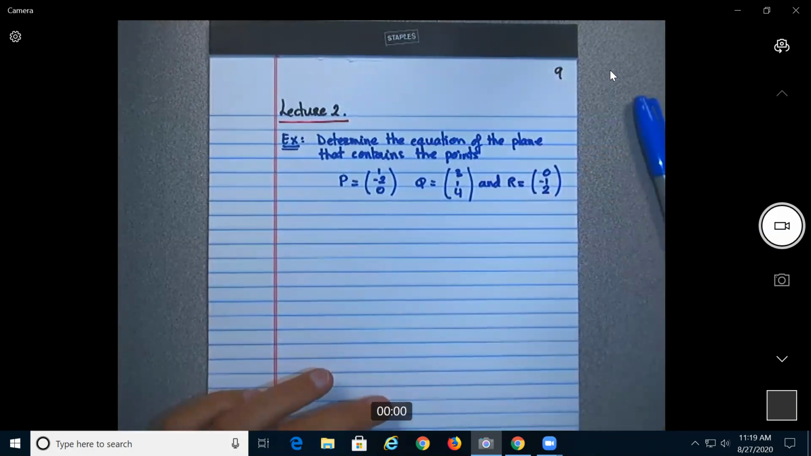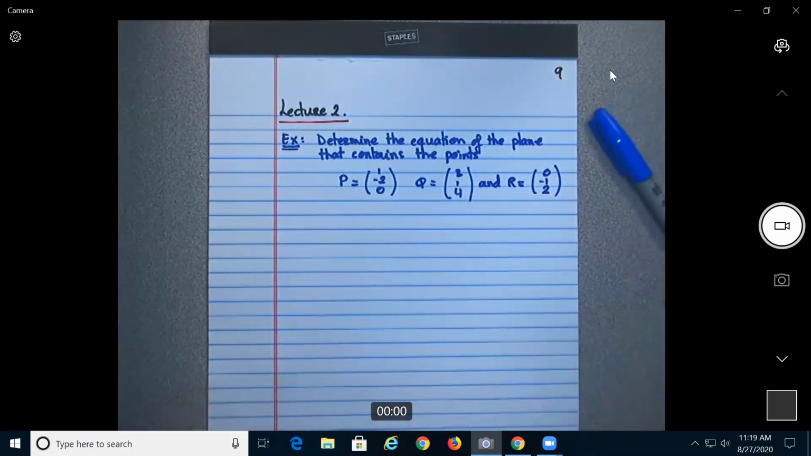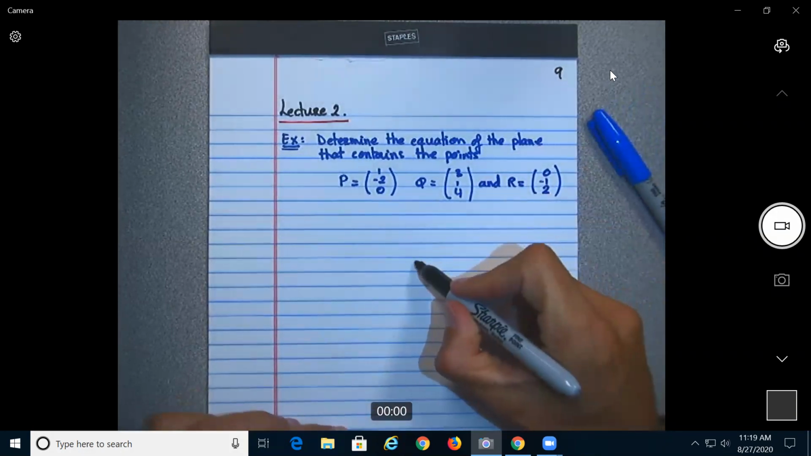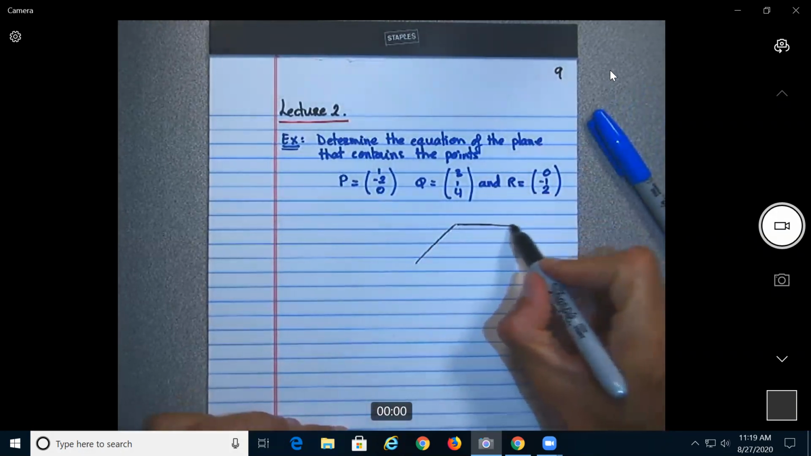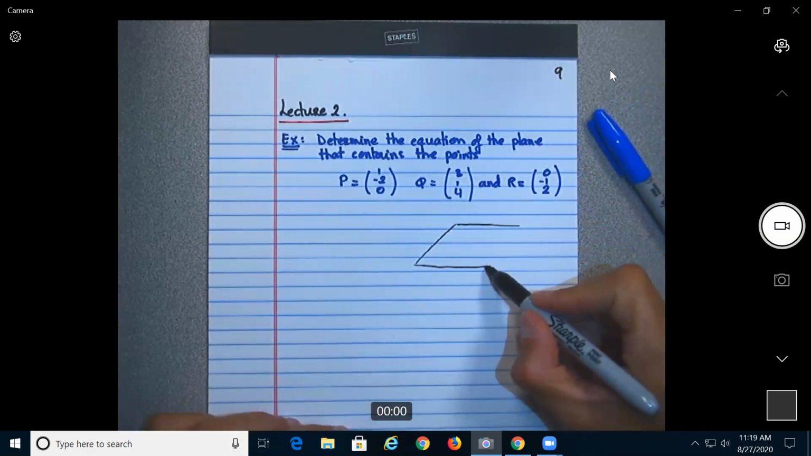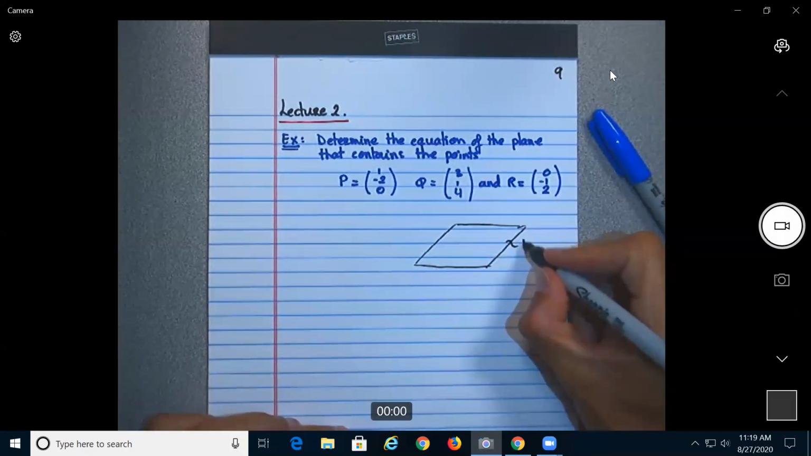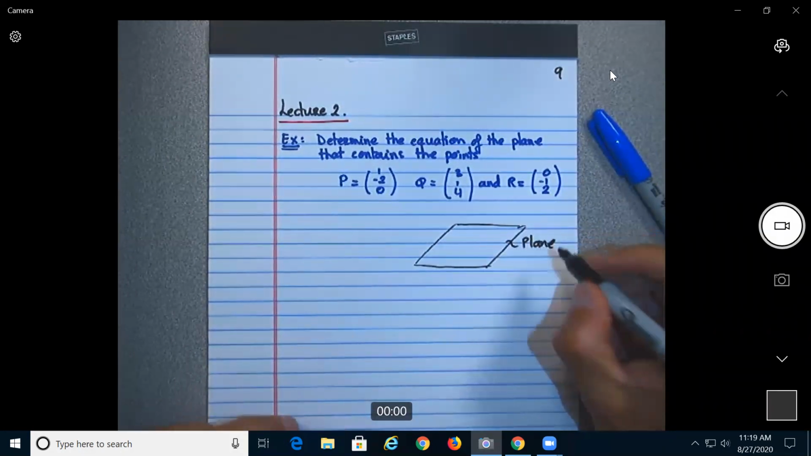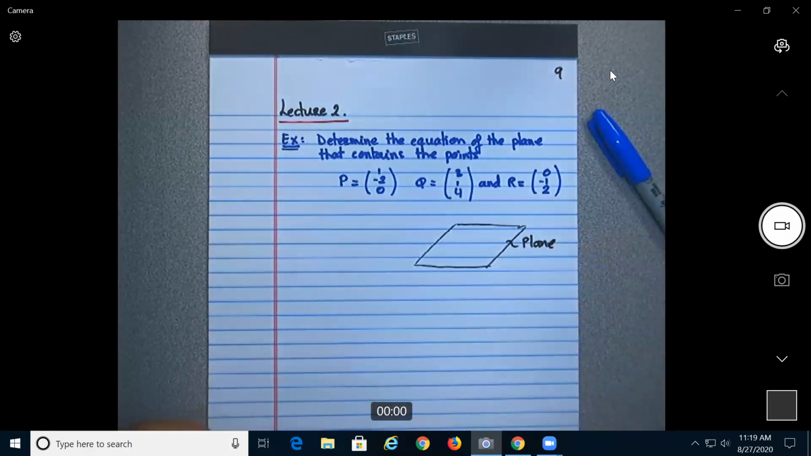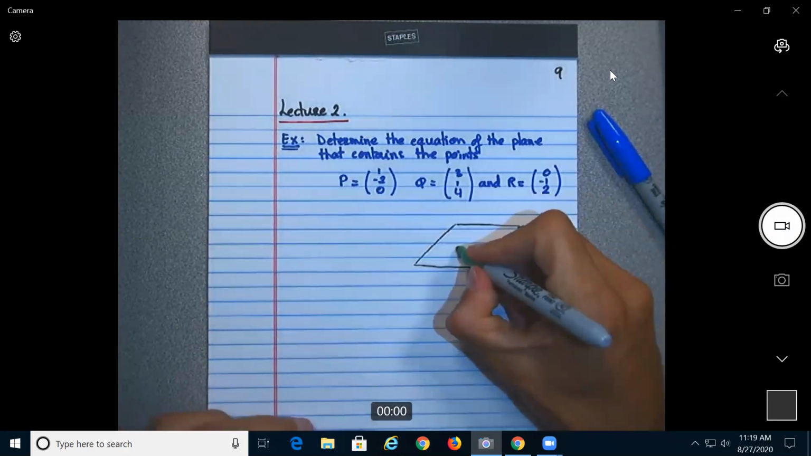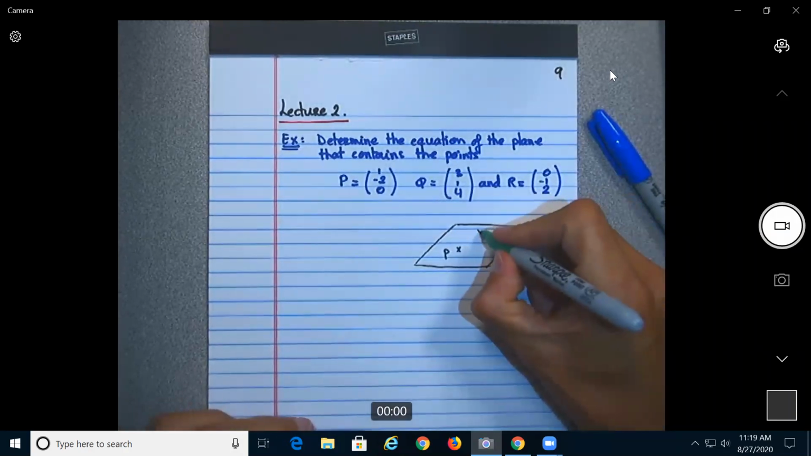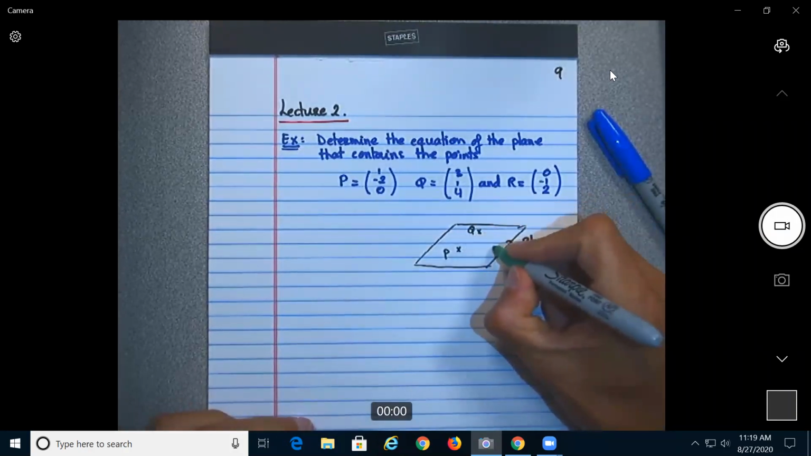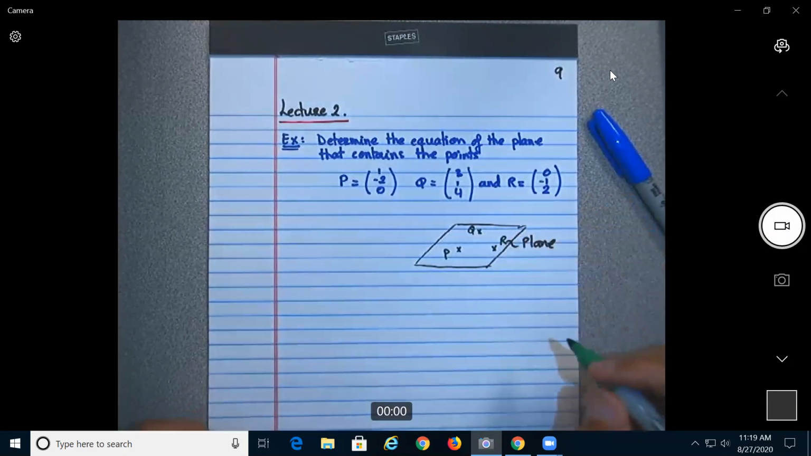Okay, so I think figures always help a lot in order to understand the problem. So we need to determine the equation of a plane. Let's say this will be your plane, the plane that we need to find the equation of. And let's say you have 3 points over here, which will be P, Q, and R.